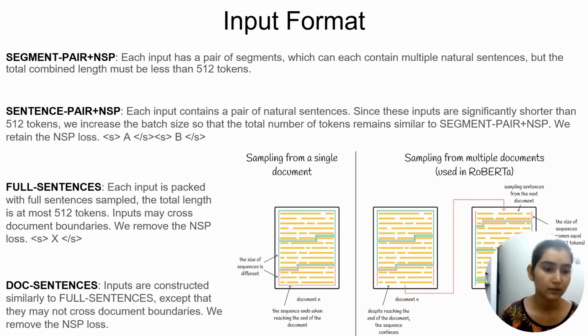The last one is doc sentences. The inputs are similar to full sentences, except that they cannot cross document boundaries. So all the input will be coming from one single document itself. In both full sentences and doc sentences, we remove the NSP loss.